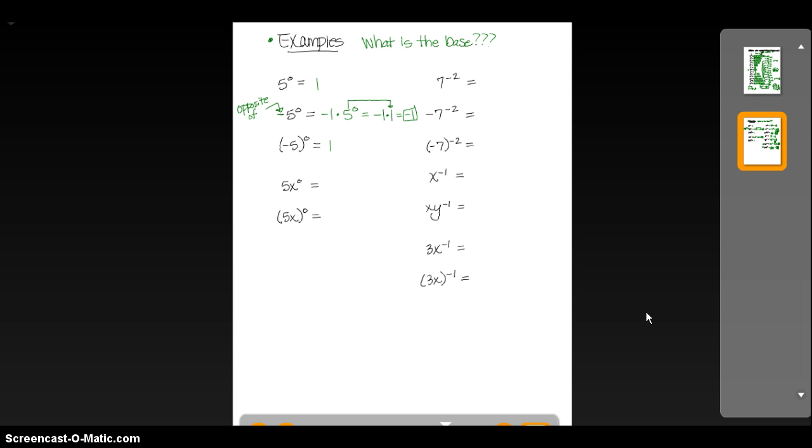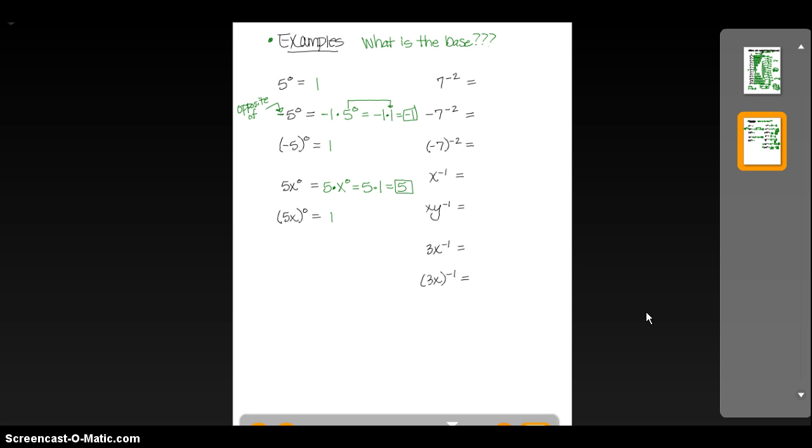so that's 1. All right, let's look at this next one, 5x to the 0 power. Only x is being raised to the 0 power, and then it has a coefficient 5. So this is 5 times x to the 0 power, which is 5 times 1, final answer 5. But in this next one, where we have parentheses, the base is 5x, and the whole base is being raised to the 0 power, and nothing else is being multiplied, so that's 1.